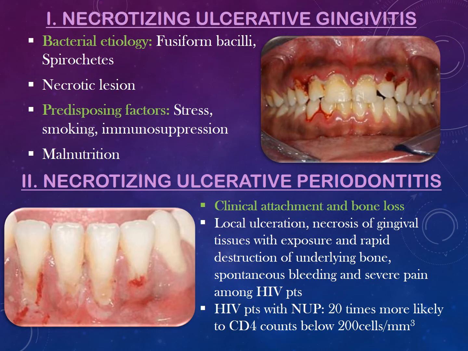HIV patients with necrotizing ulcerative periodontitis are usually 20 times more likely to have CD4 counts below 200 cells per cubic millimeter. So this clearly shows that immunosuppression is a major contributing factor to necrotizing ulcerative periodontitis. And to treat these necrotizing periodontal diseases, these acute lesions can be treated with antimicrobial therapy, with proper personal oral hygiene care and professional scaling and root planing.